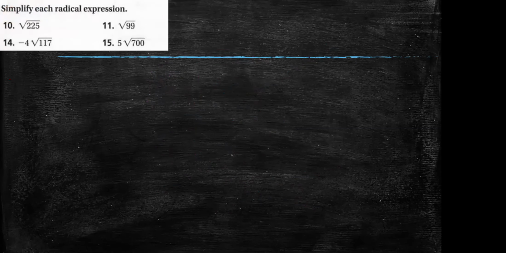Let's now simplify each radical expression. Let's start with number 10 here: the square root of 225. Think about it. Give me two numbers, or factorize 225. If you multiply them, you get 225.